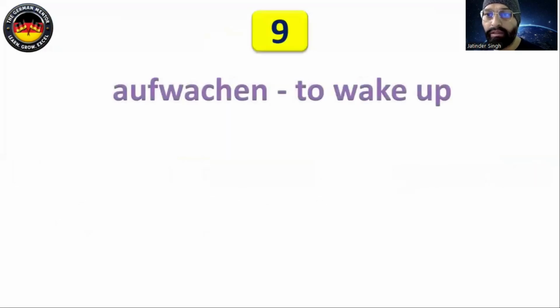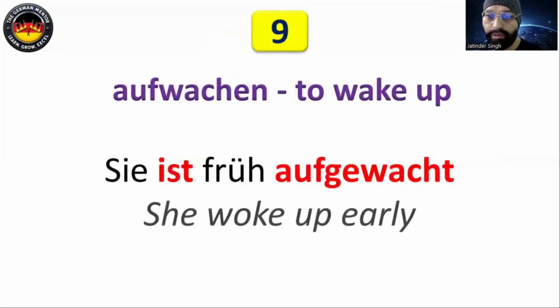Nummer 9, aufwachen, to wake up. Sie ist früh aufgewacht. She woke up early. So there is a change of state, the change of condition. So I have used here a separable verb, aufwachen. So you must know that while making the past tense with the separable verb, you put the ge after the prefix while making the past tense in the perfect form. Okay, so aufwachen will change to aufgewacht. So that was the verb aufwachen, to wake up, a change of state, change of condition.